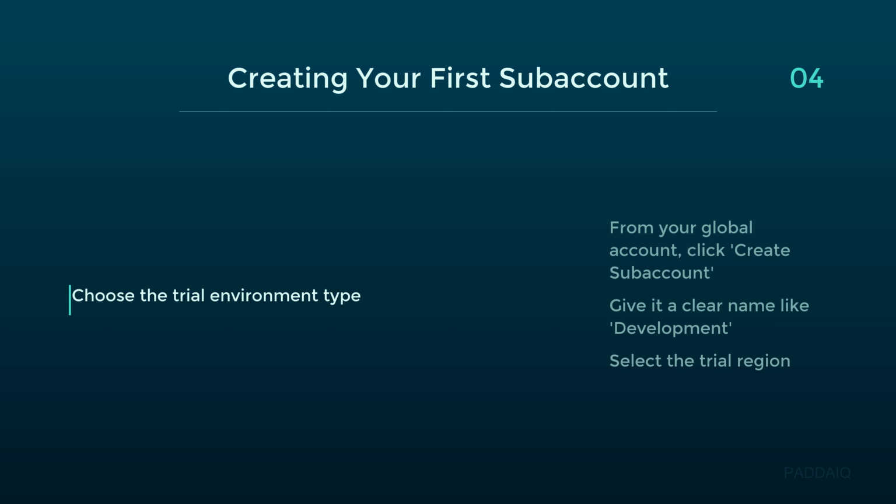Choose the trial environment type. This means selecting the free testing version of SAP BTP, to explore its features without cost. For example, a developer might pick the trial to build a sample app for learning purposes. This initial selection is crucial for starting your hands-on experience.